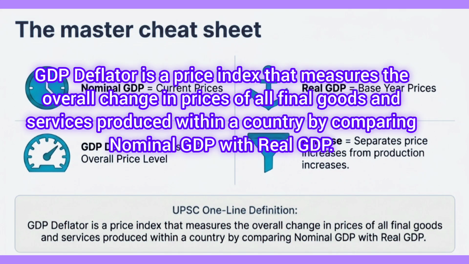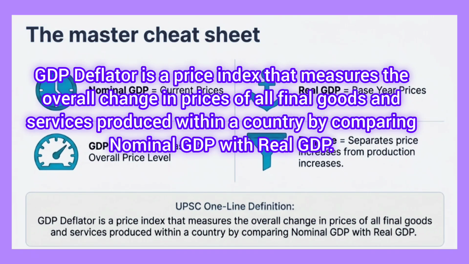UPSC one-line definition. GDP deflator is a price index that measures the overall change in prices of all final goods and services produced within a country by comparing nominal GDP with real GDP.